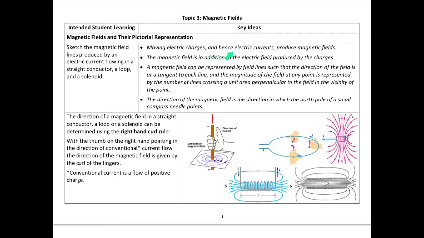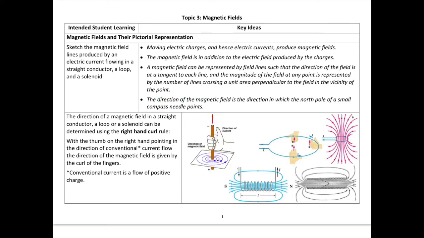Moving electric charges and hence electric currents produce magnetic fields. So I think I just mentioned that before. The magnetic field is in addition to the electric field produced by the charges. I think I also mentioned that. You have both an electric and a magnetic field. A magnetic field can be represented by field lines such that the direction of the field is at a tangent to each line, and the magnitude of the field at any point is represented by the number of lines crossing a unit area perpendicular to the field in the vicinity of the point.